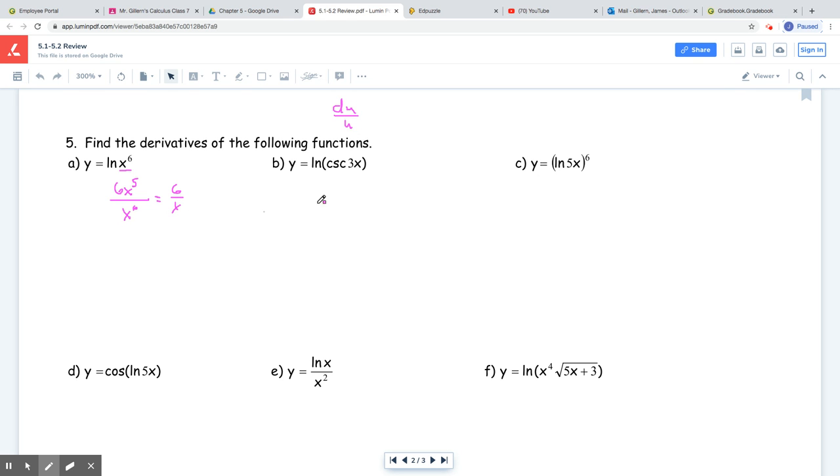All right. Here, same thing. You're just figuring out what's the derivative of cosecant 3x. Now remember, you're allowed to use your formula sheet. So the derivative of cosecant is negative cosecant cotangent. And then I have to multiply by the derivative of the inside, which is 3, over the inside. Well, cancel, cancel. You're left with negative 3 cotangent 3x. There's your answer.